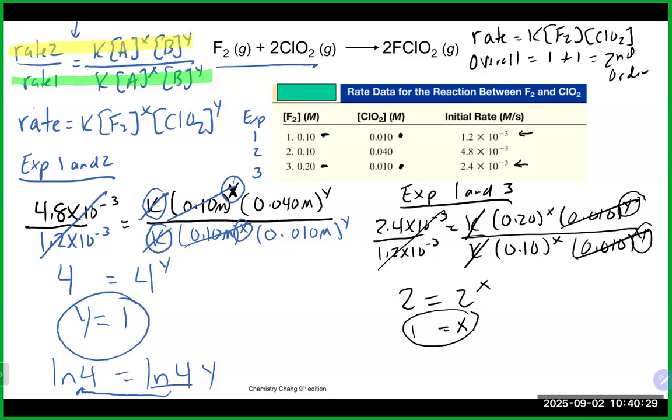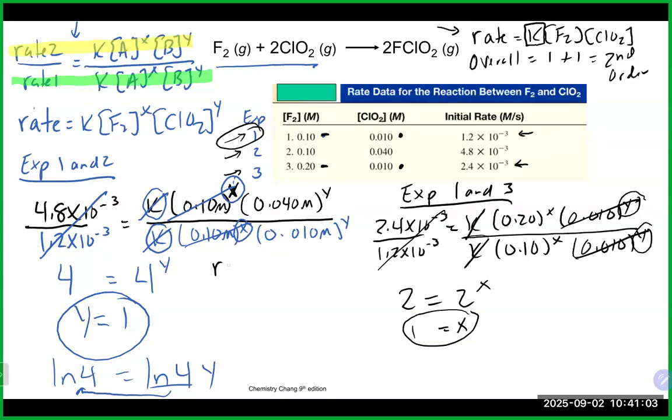So now that we know the orders, we want to figure out the value of the rate constant. In this case, we have 3 experiments in the table, and you could choose any of these experiments. Because it is a rate constant, no matter which one you choose, you should end up with the same number. So I'm going to choose number 1, and I'm just going to put in my values.